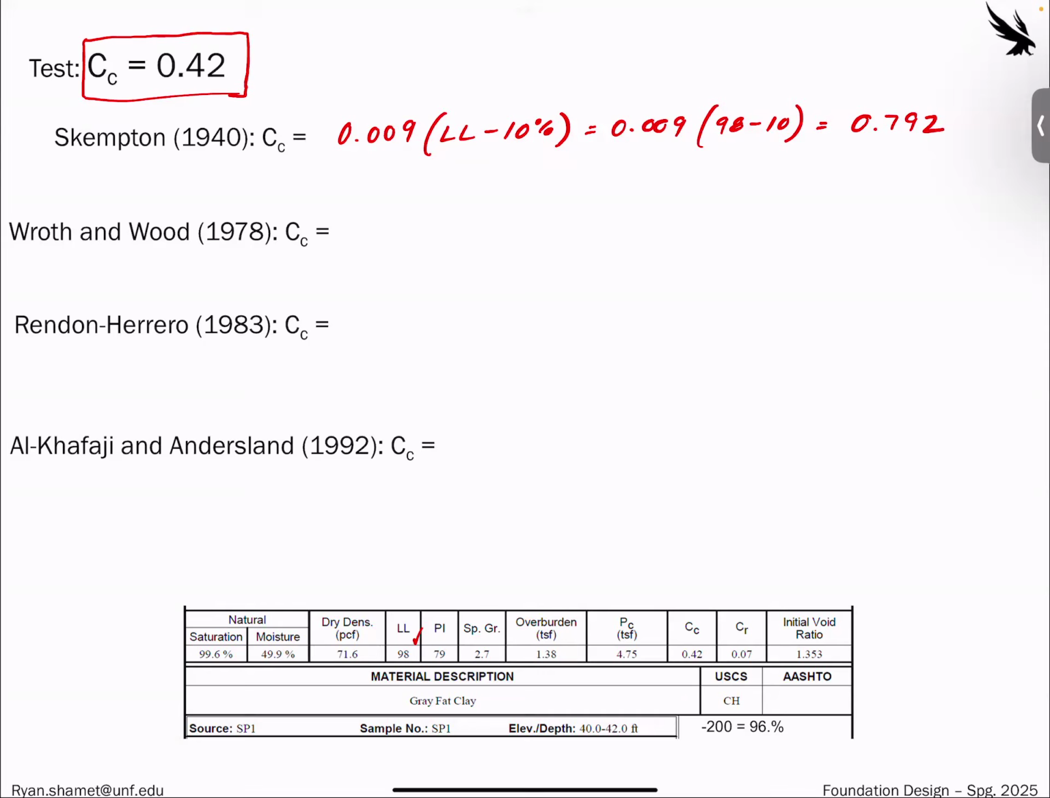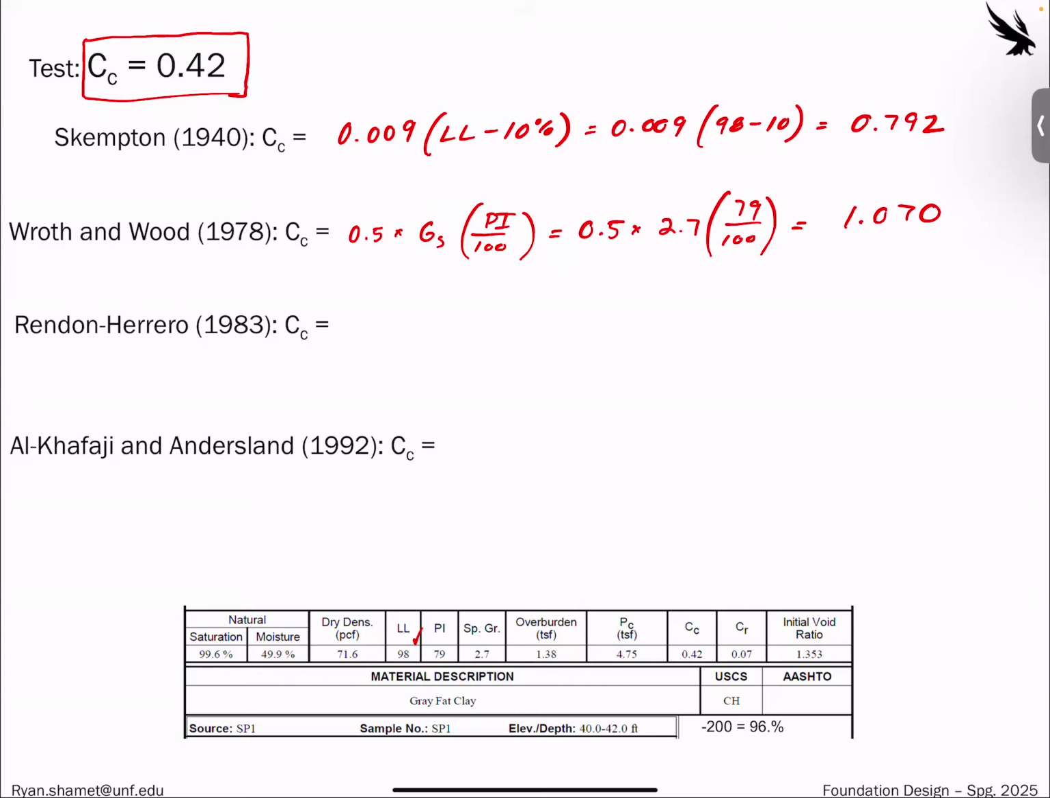Roth and Wood, let's try that one. So CC, what they said was it's 0.5 times the specific gravity, and then that's the plasticity index over 100. So that would be 0.5 times 2.7 times 79 over 100. So if we do that math out, we get something worse, 1.70. So we're going the wrong direction. So far, these two empirical methods are not lining up very well.